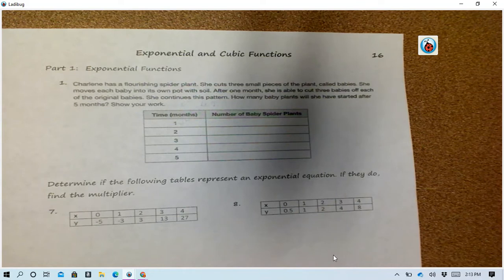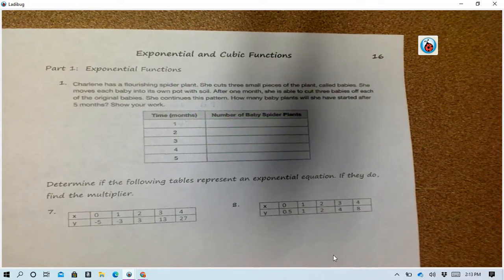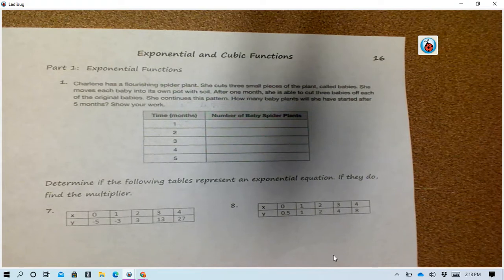Okay, part 1, exponential functions. Charlene has a flourishing spider plant. She cuts 3 small pieces of the plant called babies. She moves each baby into its own pot with soil. After 1 month, she is able to cut 3 babies off of each of the original babies. She continues this pattern. How many baby plants will she have started after 5 months? Show your work.